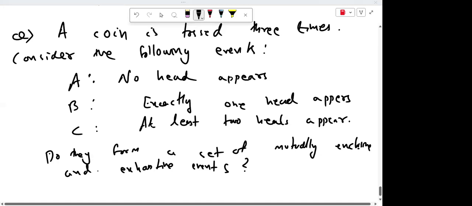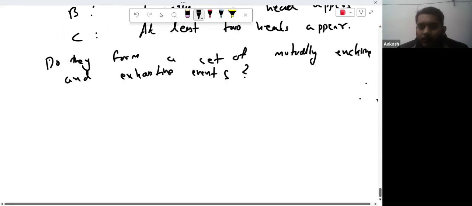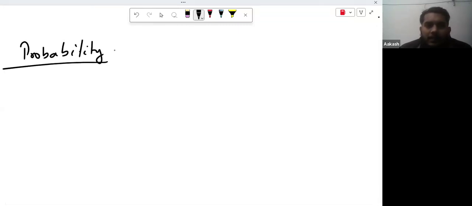Sir, they are mutually exclusive and exhaustive events. Okay, very good. So no need for me to solve this. Okay, so these are the set relations of probability, how we use different sets. Next is probability. We know how to write sample space, events, and everything, right, Ruchita?